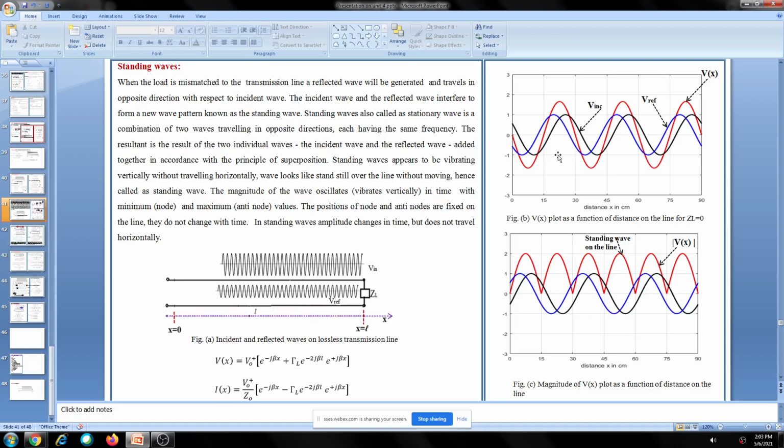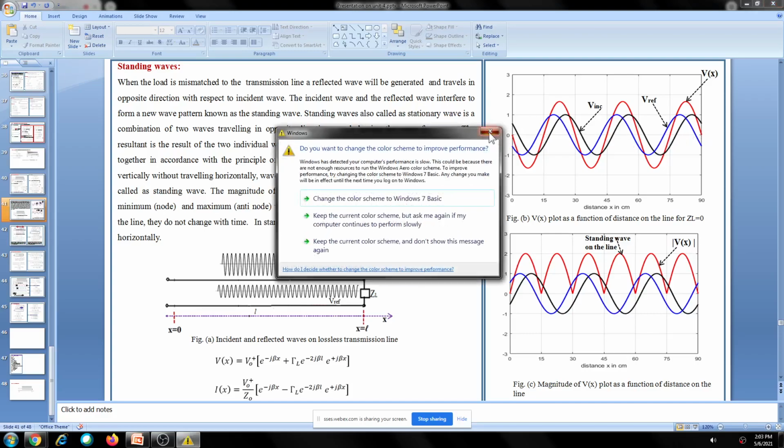Because at any time the voltage at any position is the addition of these two waves. This is a transmission line, and this is the length of the line we are moving along. The load is here. I have taken the load point here, and this is 90 centimeters in length from here to here. We start from the load point and move over the transmission line.